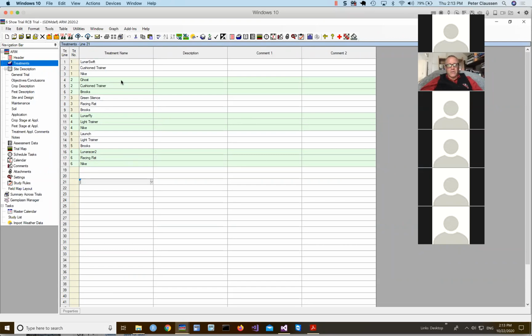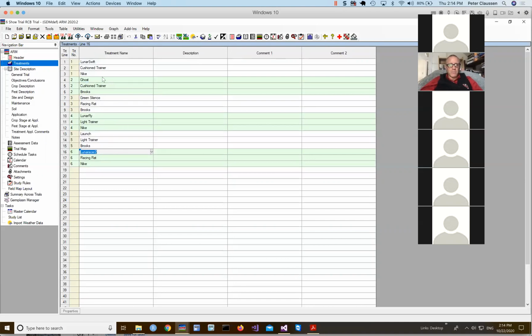And then I decided to do it as a Latin square just to make sure that my running treatments were balanced by days of the week. So Monday was one thing, Tuesday was another thing, Wednesday was a third thing. And I wanted to make sure that all of my treatments were balanced. We don't need to worry about the Latin square part of this because we're going to analyze this as RCB. But we do want to recognize that there are 6 treatments in this design, and they are named by their shoe type: Lunar Swift, Ghost, Green Silence, Lunar Fly, Launch, and Lunar Racer.